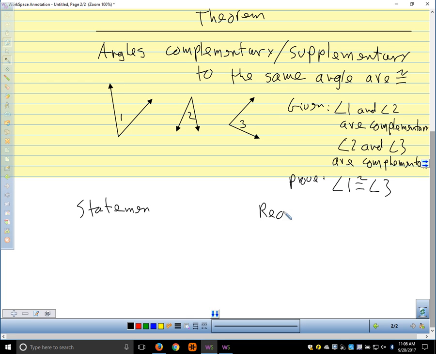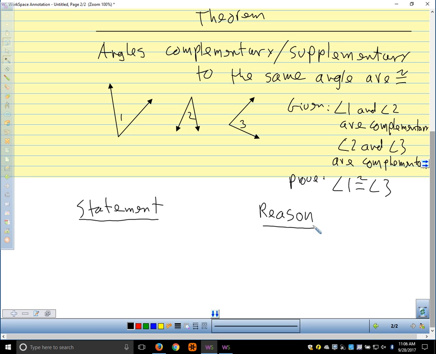So we'll do our 2-column proof. Now before we do our proof, let's talk about how we're going to proceed here. If angle 1 and angle 2 are complementary, what does that mean about them? What does complementary mean? They add up to 90. And angle 2 and angle 3 are complementary, so what does that mean about those two? They also add up to 90.